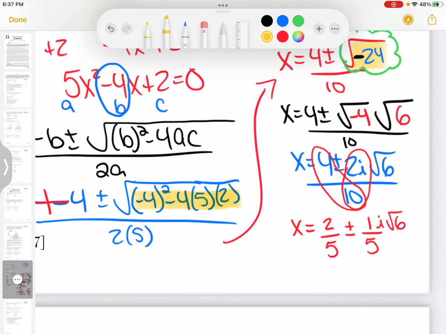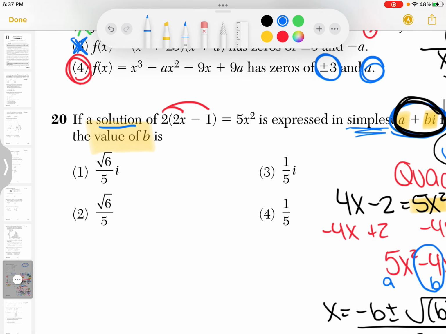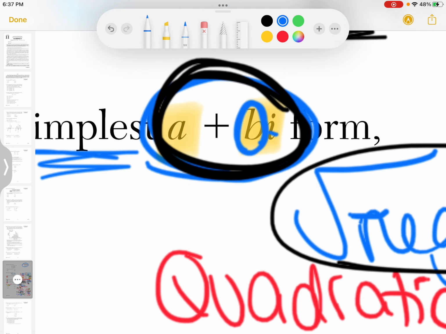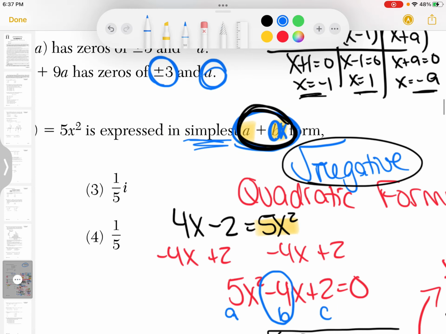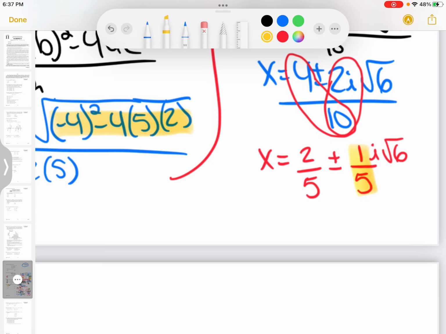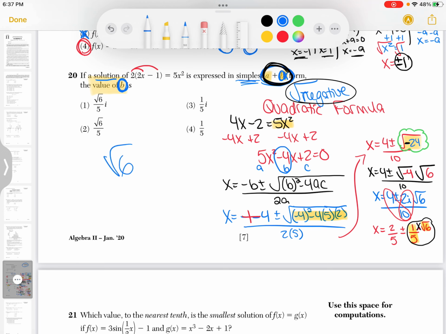Now, here's where that trick comes in. It's saying it just wants the value of b. Really hear me out with this, because a lot of people mess this up. If it just wants b, that means it only wants this, not the i, just the number in front of the i. So I go back to my answer. It wants everything for b that's not the i. So I'm not including this. This, let me circle that a little bit better. This without the i is your b. So it's radical 6 over 5, which is choice 2.